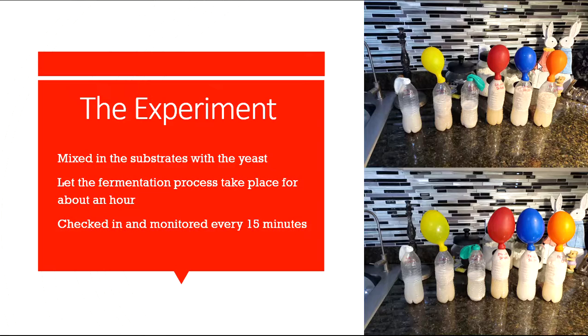I began by pouring 2 teaspoons of active dry yeast into each 16-ounce bottle. From there, I added 1 tablespoon of each substrate into its respective bottle. And finally, I added in 8 ounces of warm water. Once the yeast sugar mixture was placed in the bottle, I mixed the contents gently before covering the bottle's opening with a latex balloon.